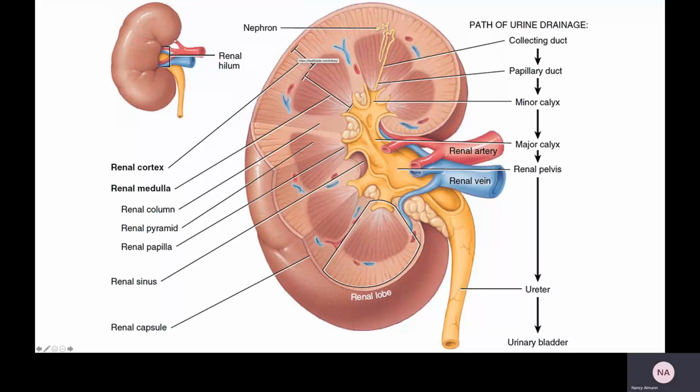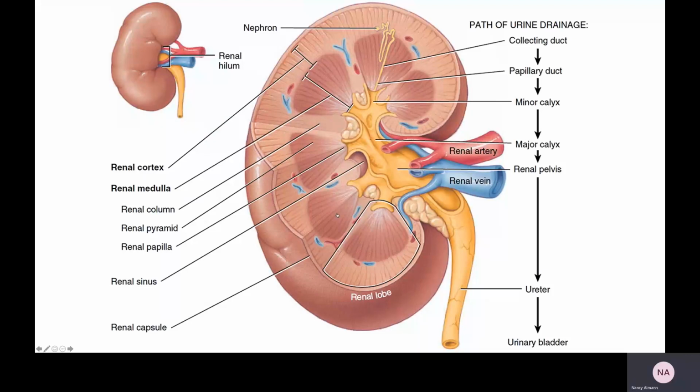Remember that it's kidney bean shaped, conveniently. This indentation here, this concavity, is the renal hilum. Here's the renal cortex. This whole part in through here is the renal medulla. Each of these is a pyramid. They look like triangles on a drawing, but they are actually pyramidal or cone-like in shape.